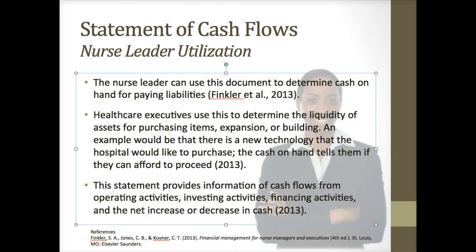So nurse leaders utilize the statement of cash flows in several different ways. The nurse leader can use this document to determine the cash on hand for paying liabilities, as stated earlier. Healthcare executives also use this to determine the liquidity of assets for purchasing items, expansion, or even building. An example would be that there is a new technology that the hospital would like to purchase, and the cash on hand tells them if they can afford to proceed. This statement provides information of cash flows from operating activities, investing activities, financing activities, and the net increase or decrease in cash overall.